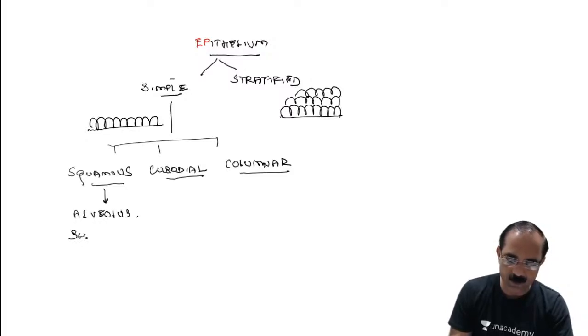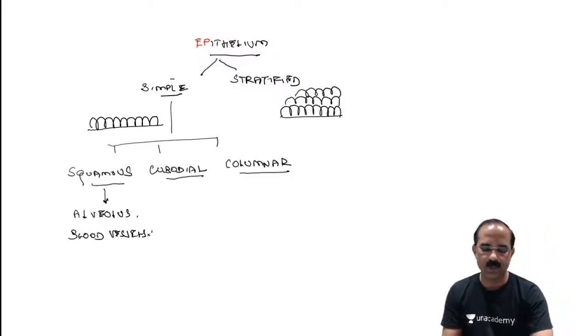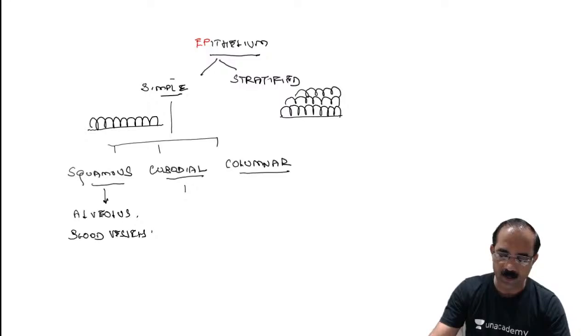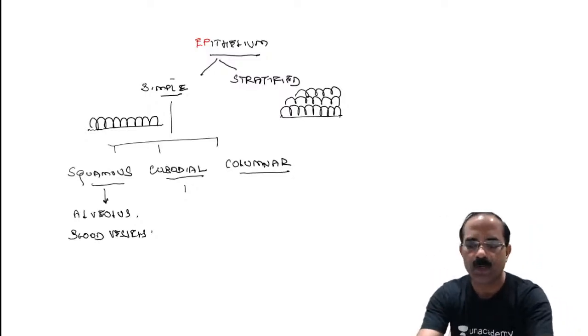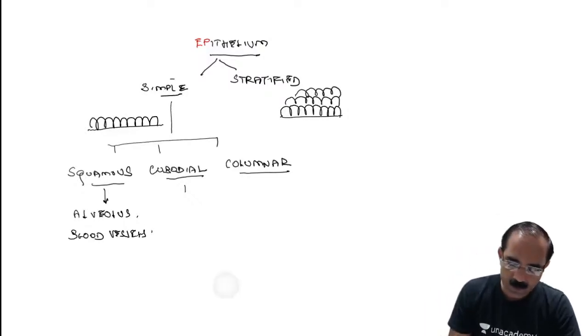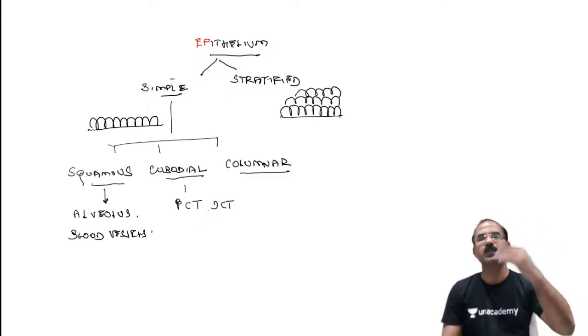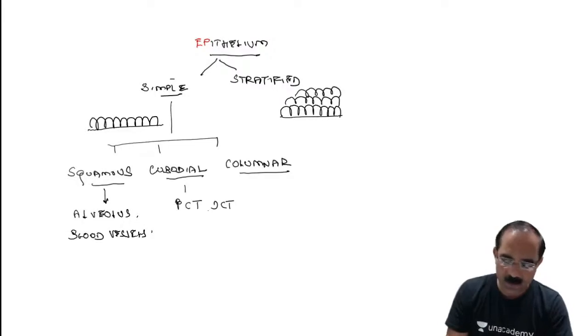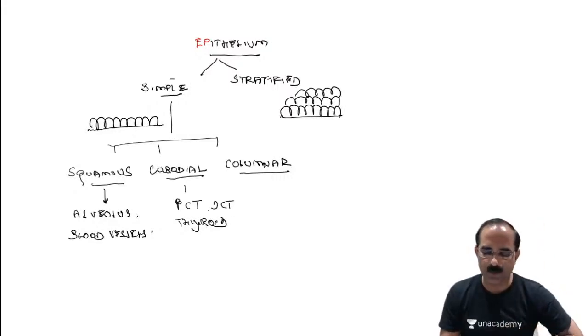You get this in blood vessels. Alveolus, blood vessels, yes. Where do you get simple cuboidal epithelium? Anyone? Simple cuboidal epithelium is found in the PCT, DCT, proximal convoluted tubule, the distal convoluted tubule, the thyroid follicles, thyroid gland. You get simple cuboidal epithelium.